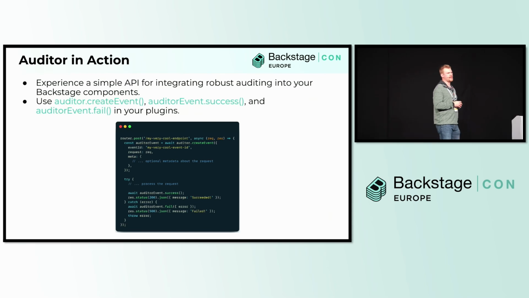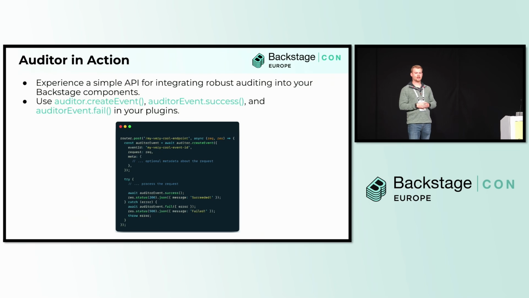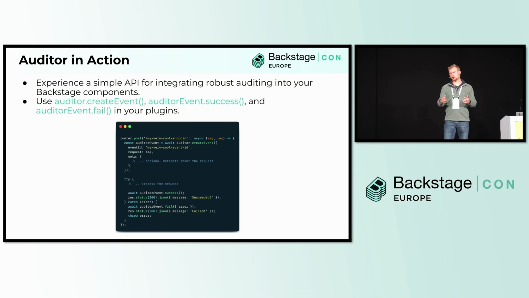You might not necessarily have the complete information of everything that you need, but that can be later fulfilled with the success and fail. So after you do the create event, it returns an object that has two other additional methods. You have an auditor event success and an auditor event fail. As the name implies, with success, you do that every single time everything works perfectly fine. And with fail, it'll have an additional field with error. That way you can track the error that actually occurred, whether that may be a 400 error, 500 error, permissions error, whatever it may be.